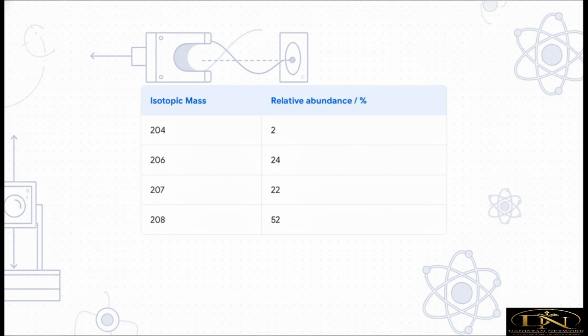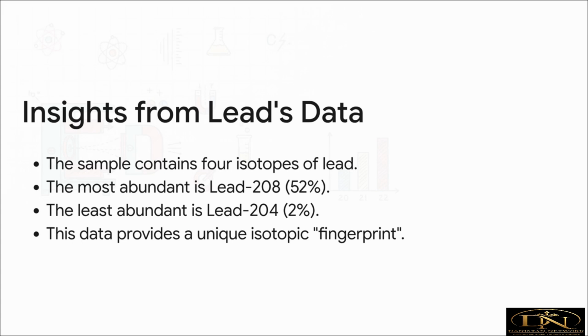We've got 4 stable isotopes in the mix here: lead-204, 206, 207, and 208. And look at their abundances. They're all pretty significant chunks of the total. So what is this data really telling us? Well, we can easily see that lead-208 is the most common form, making up over half the sample.